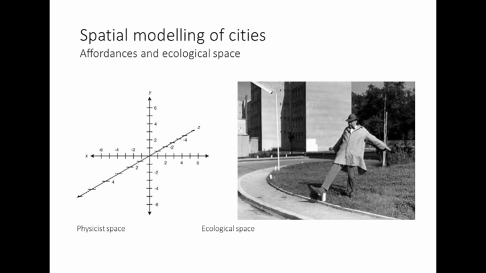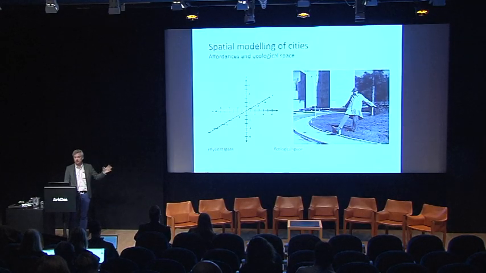shift from more regular physicist conceptions about space as an isotropic thing that can be described by XYZ axes. And of course, physicist space is perfect and wonderful to use if we want to make precise descriptions about space. Anything can be located using these kinds of descriptions. We use it when we make drawings and so forth, fine. But we don't live in it. We live in something else, which Gibson calls ecological space, not in an ecology meaning, but it's an environment.